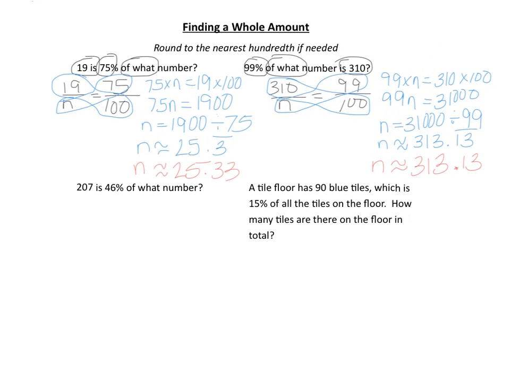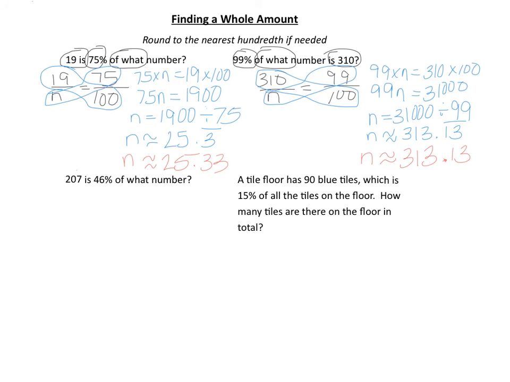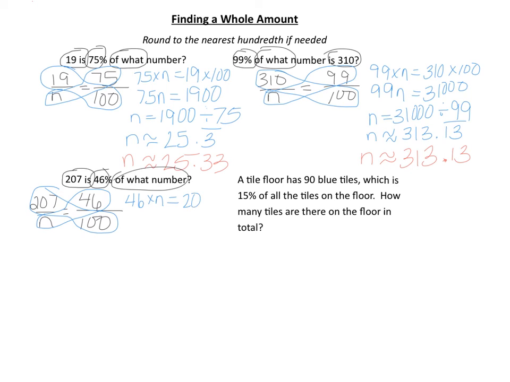The third one. 207 is 46% of what number? So when we look at this, we know 207 is, that's your part, therefore it has to go on top. 46 is the percent sign, so it's going to go over 100, and we're looking for the whole amount, the total. So our variable goes under the 207. We cross multiply as we have been. 46 times n is going to equal 207 times 100.